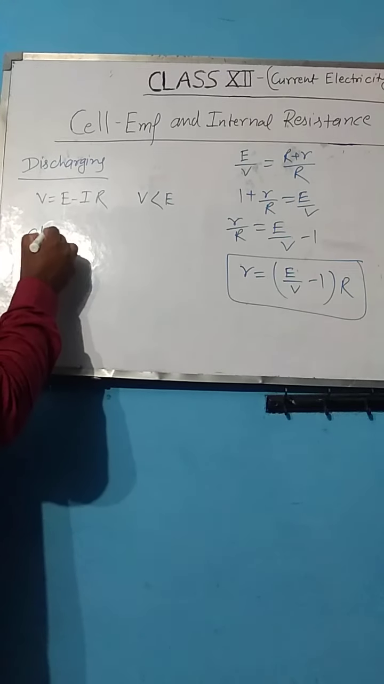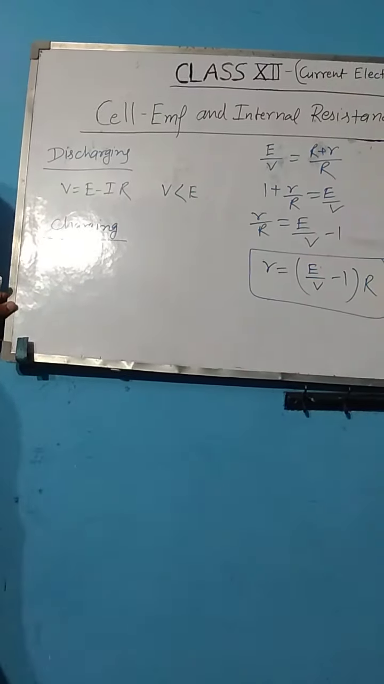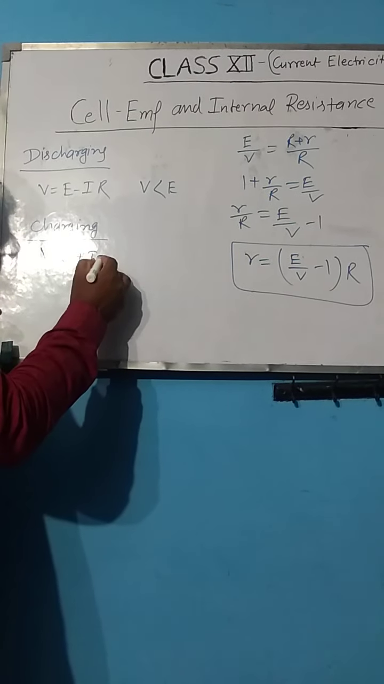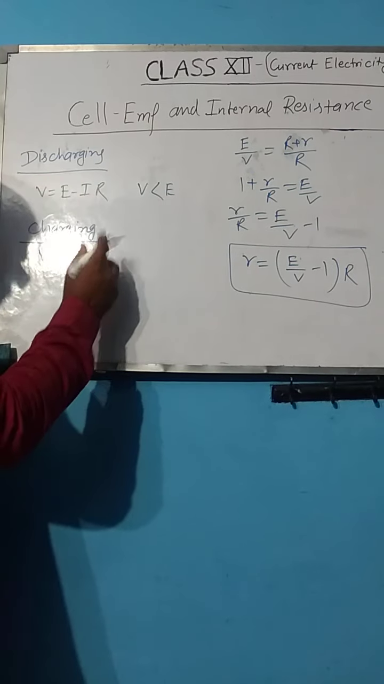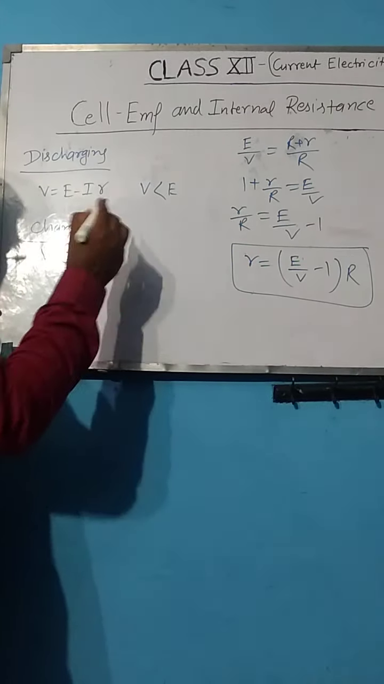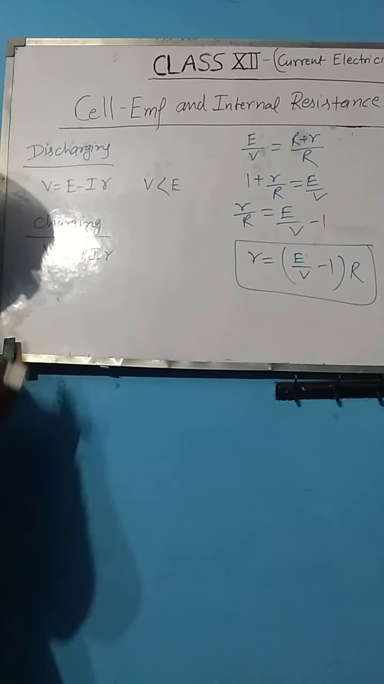When we discuss charging, in the charging, V equal to E plus IR. This is the internal resistance, small r, and it is also a small resistance. So V equal to E plus Ir.